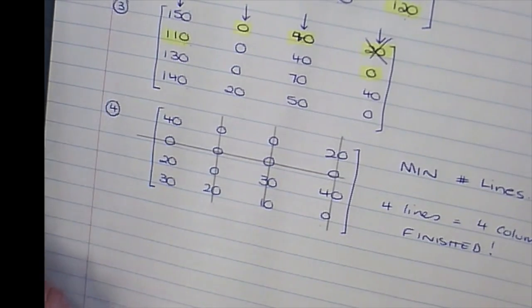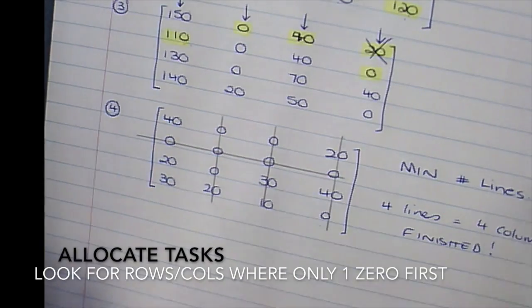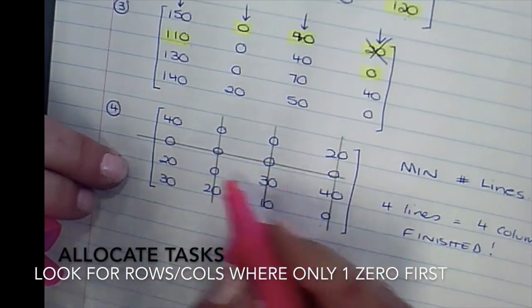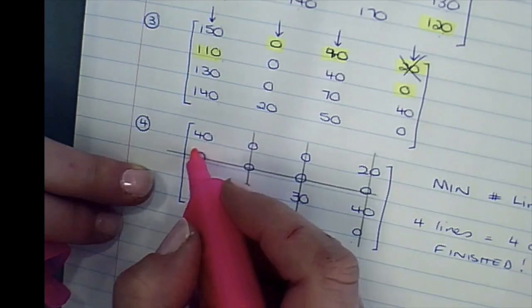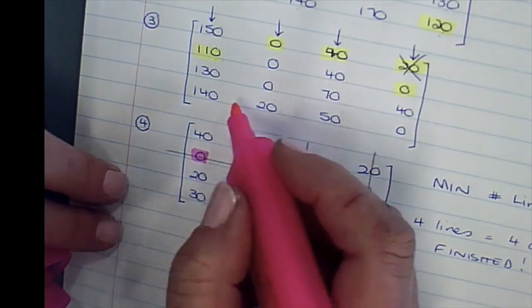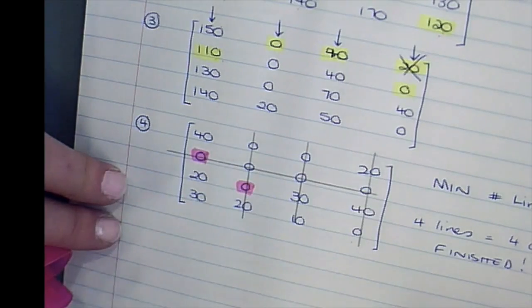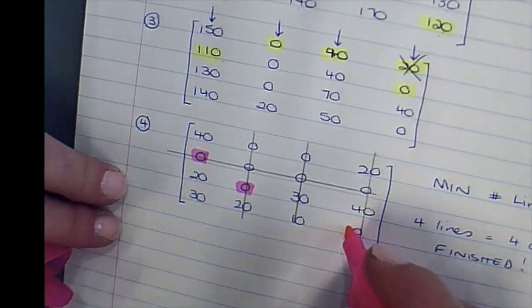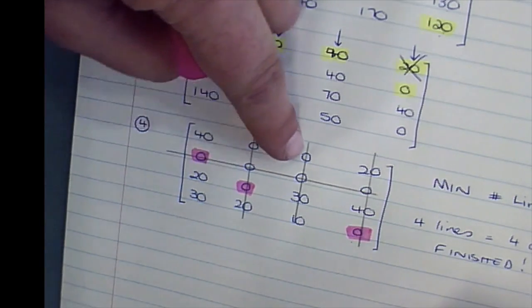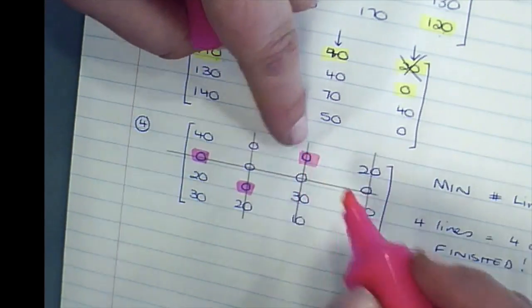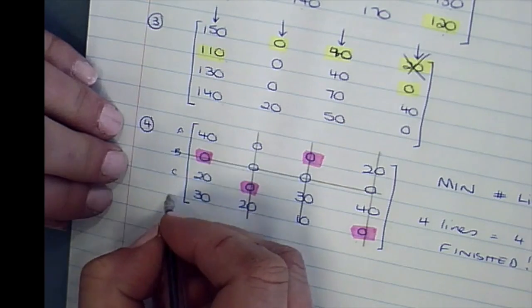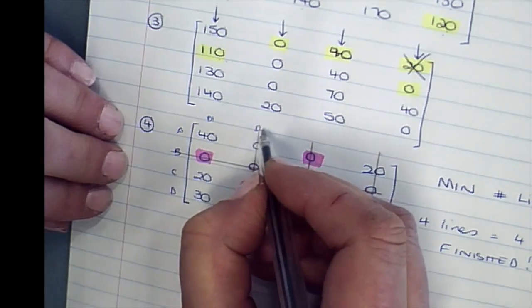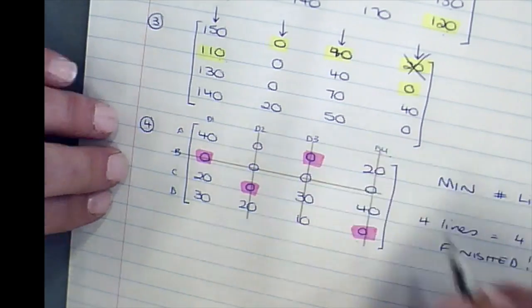Okay. Now I need to allocate the jobs, and I'll use a different colour for that. So I need to look in each row and column, and if there's only 1 zero, then that person gets the job. So in this column, that's our only 0. And in this row, that's our only 0. And in this row, that's our only 0. Which means the only one left unallocated is here. So this is A, B, C, D, delivery 1, delivery 2, delivery 3, delivery 4.